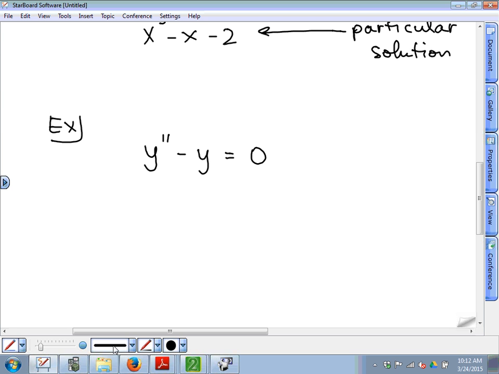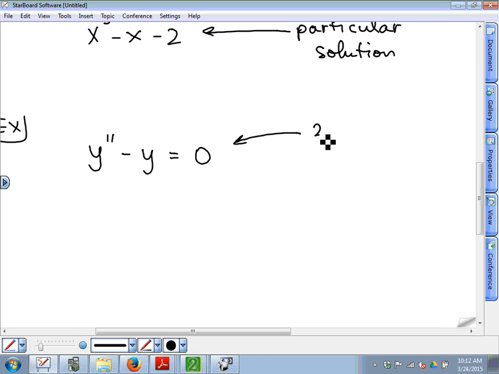So write that down. y double prime minus y equals 0. You know this notation. What does double prime mean? Second derivative. They would call this a second order differential equation.